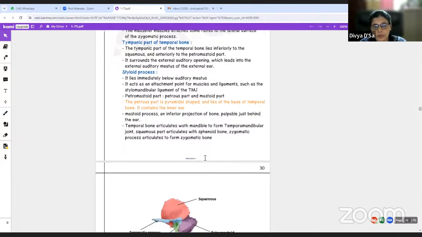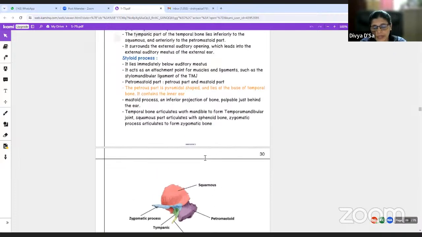Then the temporal bone articulates with the mandible to form the temporomandibular joint. The squamous part will also articulate anteriorly with, here you can see, the parietal bone. Also the zygomatic process will articulate with the sphenoid bone.